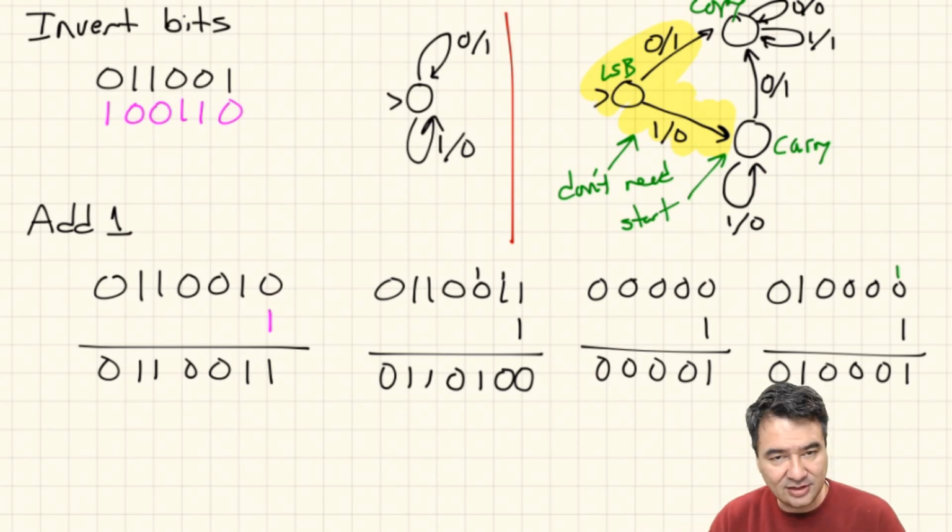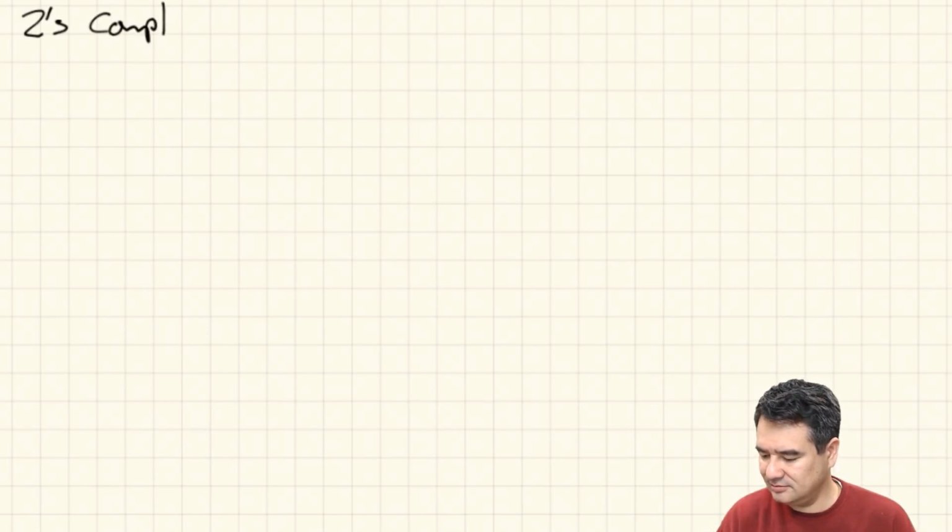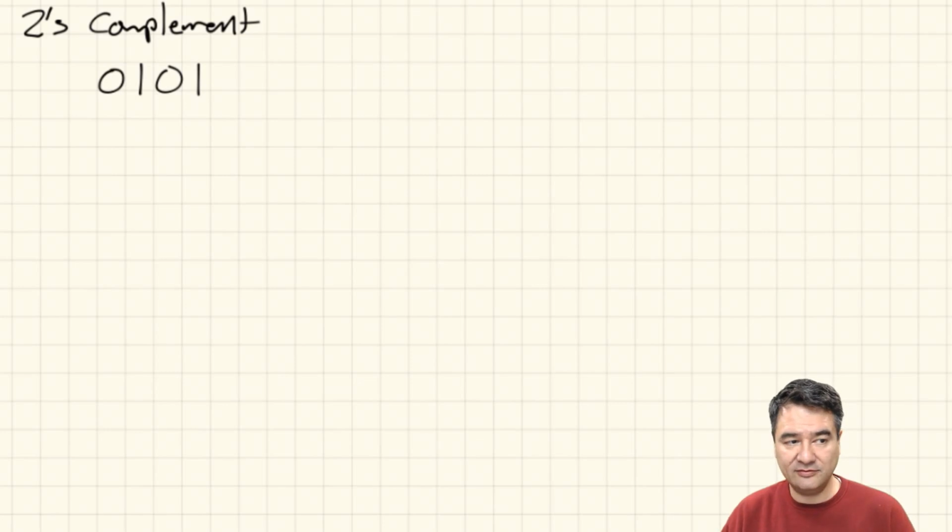But there's actually a different way to do 2's complement, and this is the way that a computer actually does it. The computer doesn't really flip all the bits and add 1. It actually does this operation. Okay, so first of all, 2's complement. Let's do some examples. Let's say we have the number 0, 1, 0, 1, and we're trying to find the 2's complement of that number.